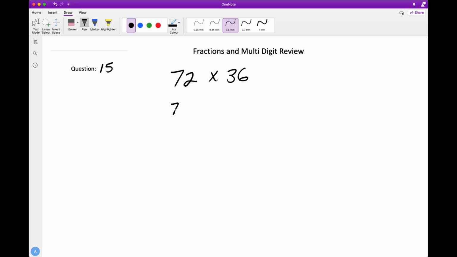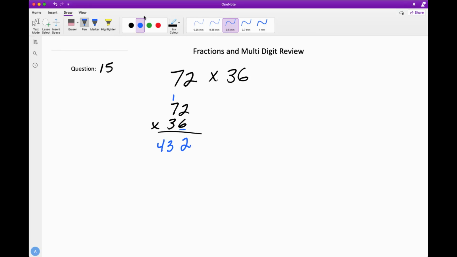So we would do 72 times 36. So we line them up and put our ones over our ones or tens, etc. So now we just start with our ones here and we multiply. So we do 6 times 2, which is 12. So then we can go ahead and put the 2 for the 12 and we carry the 1. 6 times 7 is 42, plus 1 is 43.